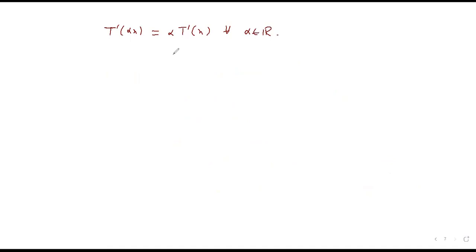Now the question is about the sum. Now T dash of x plus y, because it is linear, is easy rather, is equal to, I can write it as T dash of twice x by 2 plus y by 2.